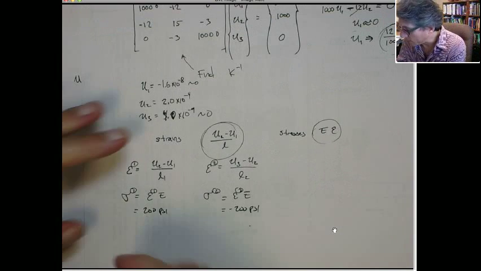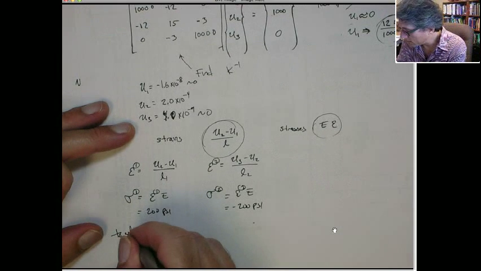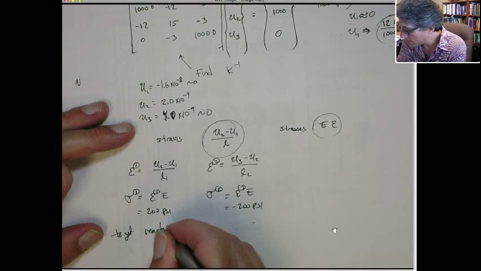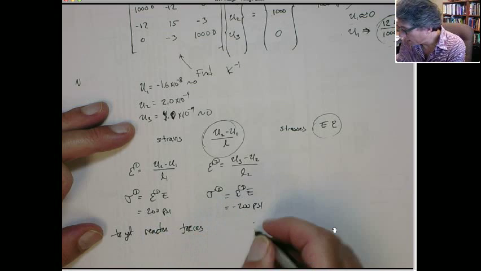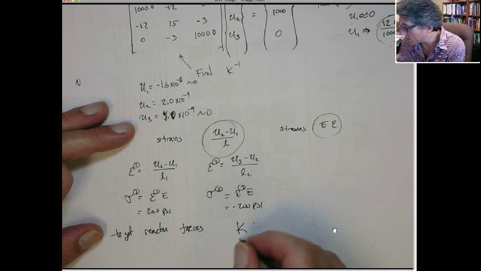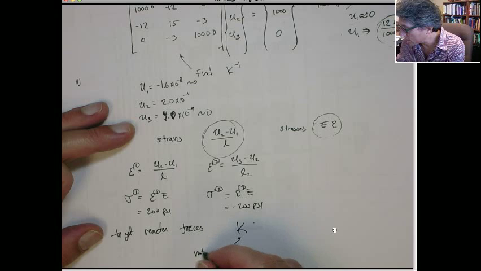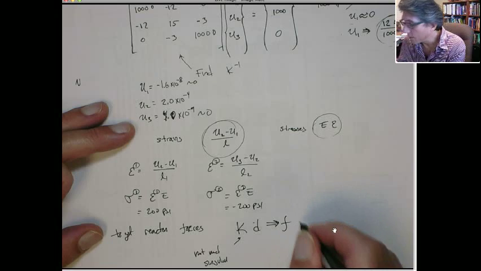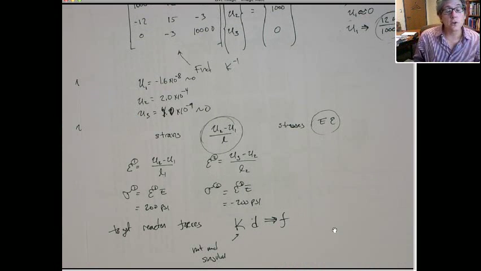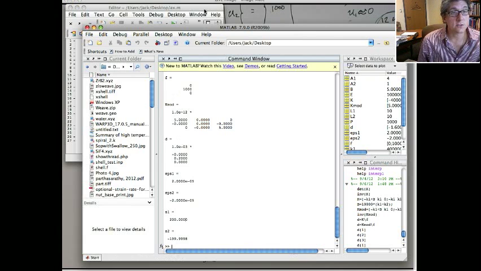So to get the reaction forces, you can take the original stiffness matrix, not the modified one. This is the one that's singular. Multiply it by the solution, and this will give you the reaction forces, all the forces. But you can look at the net force at nodes 1 and 3, and that'll give you the actual reaction forces. So we can do something like that in here as well.